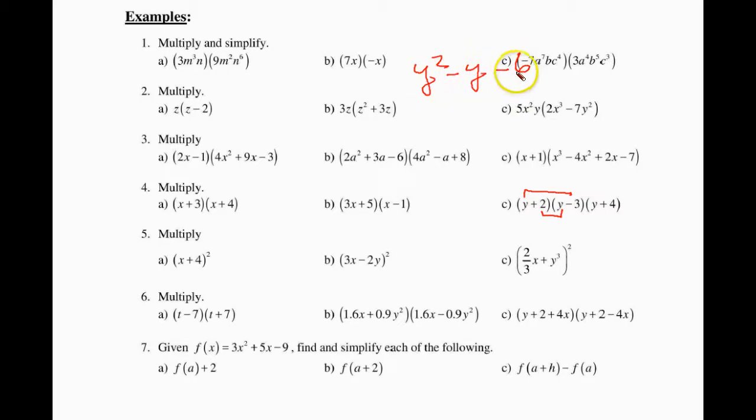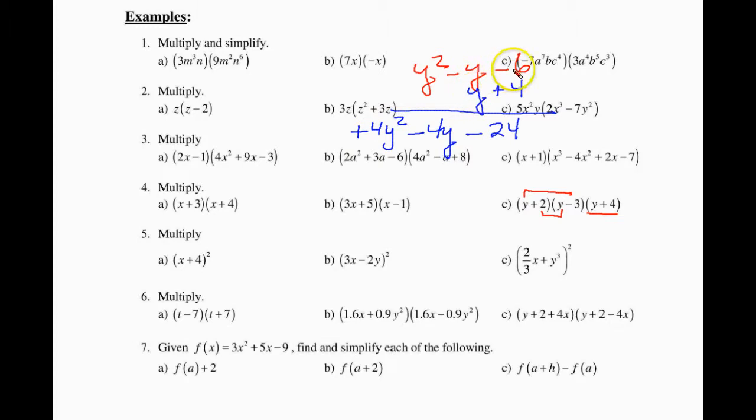Now I have a trinomial. But I have to multiply it still by another binomial. So I put it down here. In fact, I'll even change colors. Y plus 4. And we're going to do this vertically. So now plus 4, negative 6 gives me a negative 24. 4 times a negative y, a negative 4y. And this gives me a positive 4y squared.